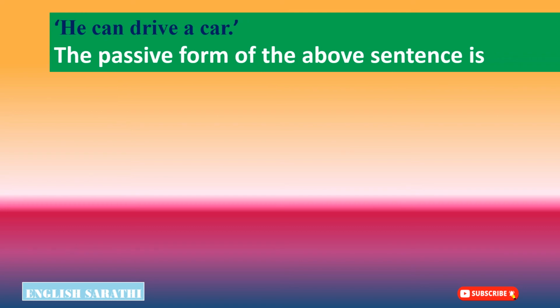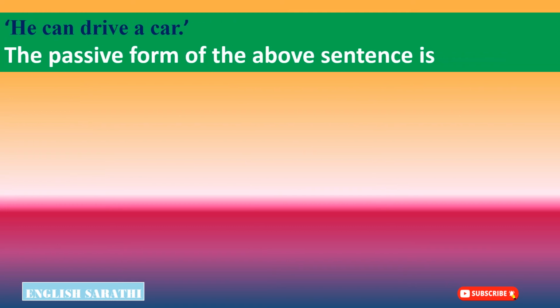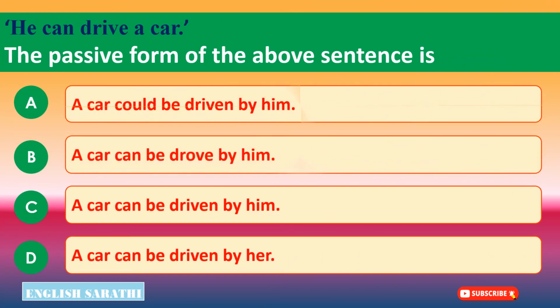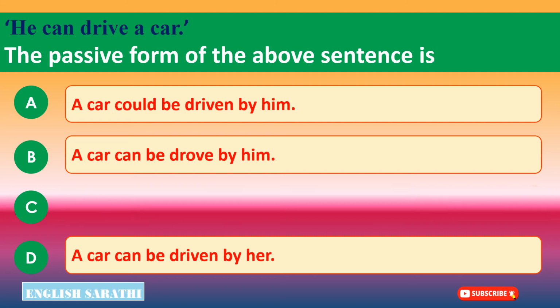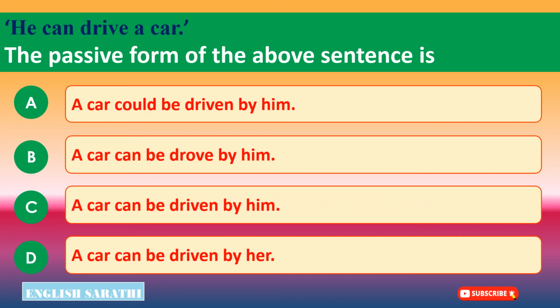He can drive a car. The passive form of the above sentence is. Options are option A. A car could be driven by him. Option B. A car can be drove by him. Option C. A car can be driven by him. Option D. A car can be driven by her. The correct option is option C. A car can be driven by him.